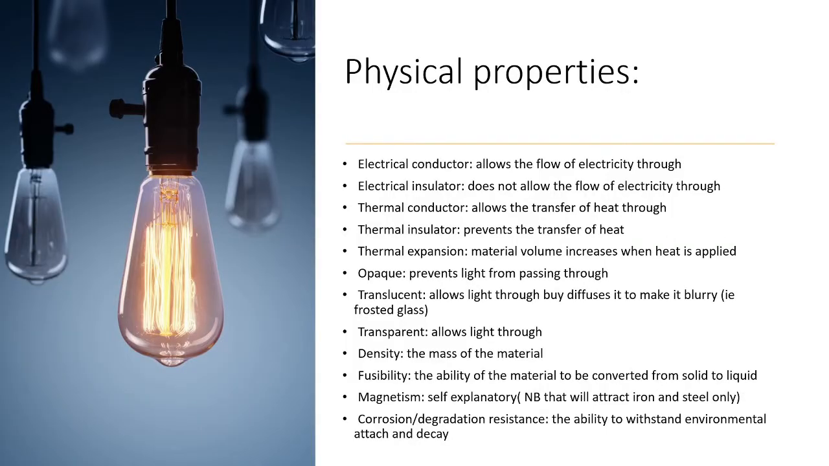Physical properties are to do with the actual internals of things. So how well does electricity flow through it? If it flows through very well, then it's a conductor. If it doesn't flow very well, then it's an insulator. The same applies to heat, so thermal. Then light: opaque, translucent and transparent. Opaque means no light gets through at all. Translucent means it comes through a little bit and diffuses the light, so you can see light through it but you can't see an image. Transparent means light passes through really easily.